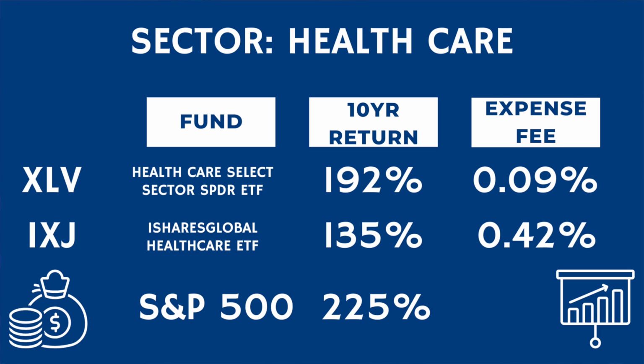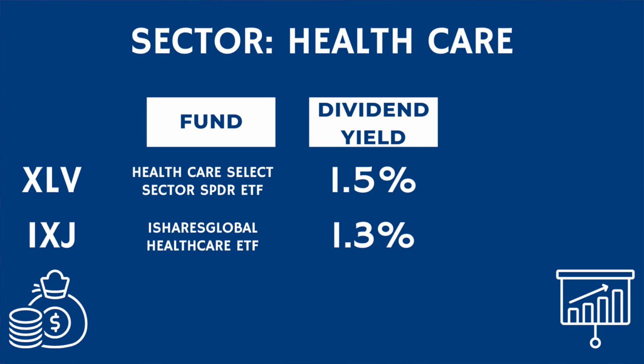When it comes to expense fees, XLV is a low-cost option at 0.09%. However, IXJ has a much higher expense fee at 0.42%. So we've had a higher expense fee and it has underperformed. So I'm leaning towards XLV so far. Both of these ETFs produce a nice little dividend, with XLV having a dividend yield of 1.5%, IXJ having a dividend yield of 1.3%.